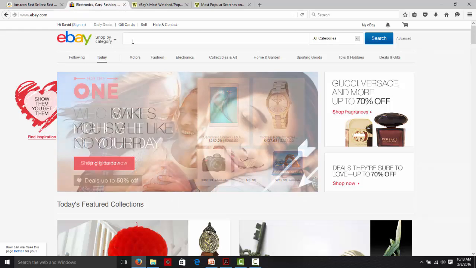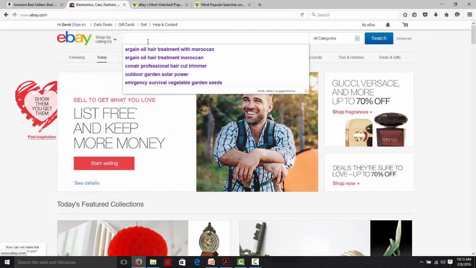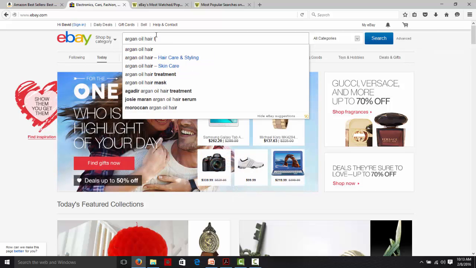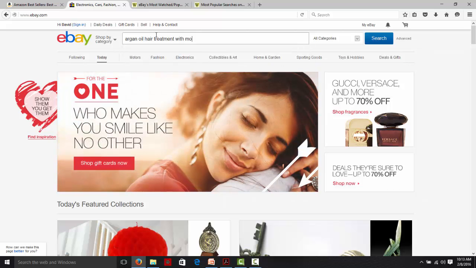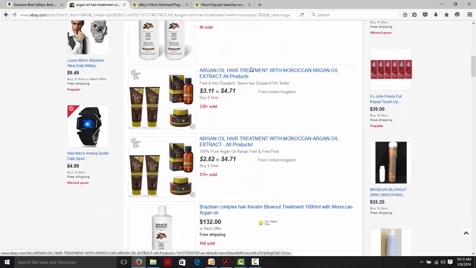For example, just browsing around, here's another product that I sold very well in the past, the argan oil treatment. This one right here was a very successful product, and it sold, as you can see, over 200, almost 240 units. The cost of this product is only $3, like here you go, $2.82. So it's very cheap, and that's really how easy it is to find ideas for different products to sell.